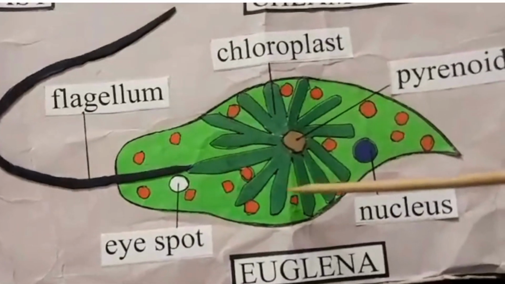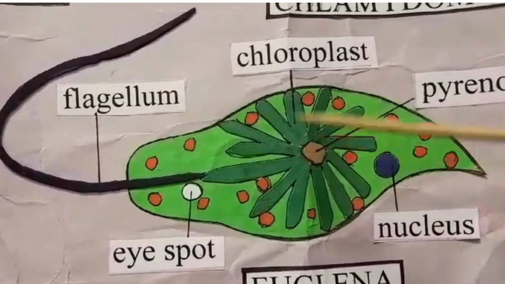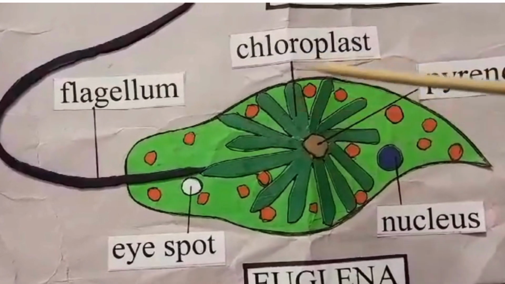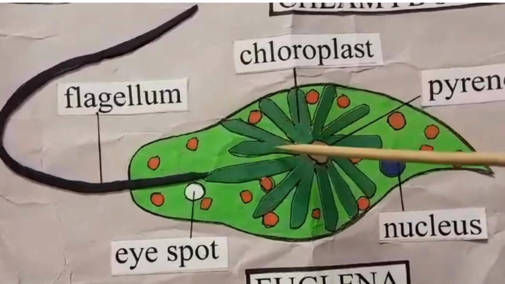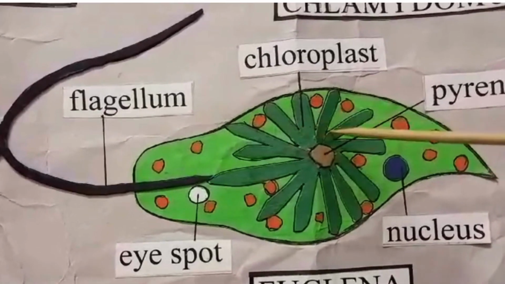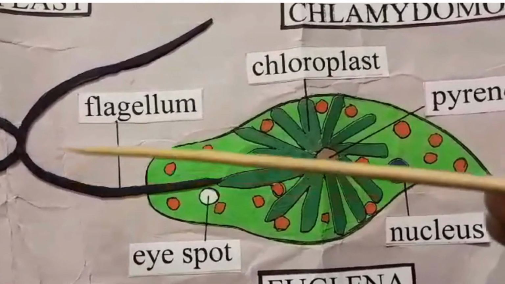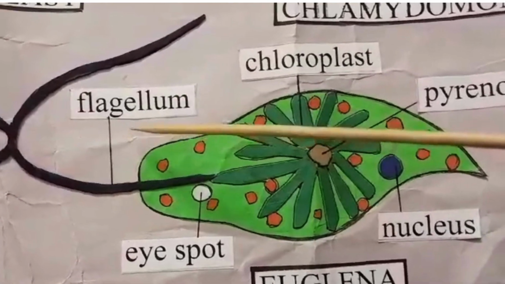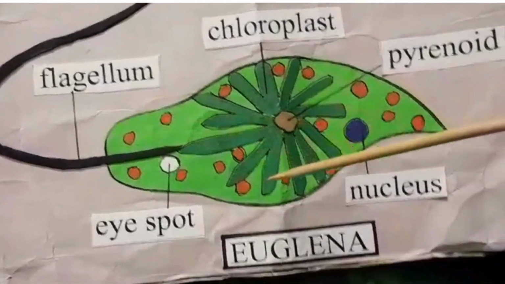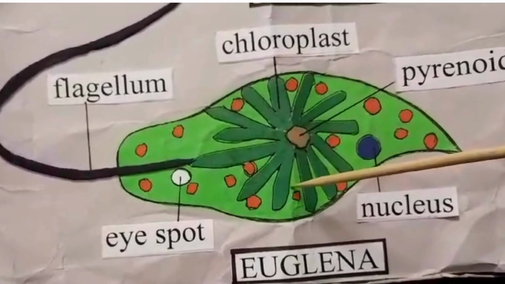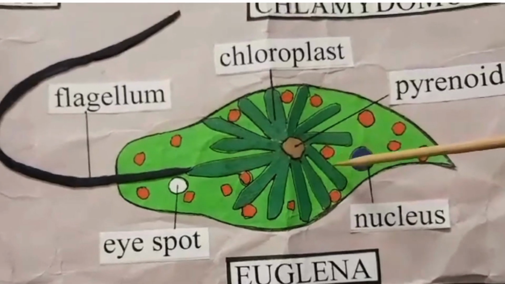Then we have Euglena. Euglena is also a unicellular plant. How did we identify this? It is a plant because it also has chloroplast in it. This dark green colored part is the chloroplast. It has a rod-like structure called flagellum, which is used to move these organisms. So Euglena is a unicellular plant, and you can identify it through its shape.